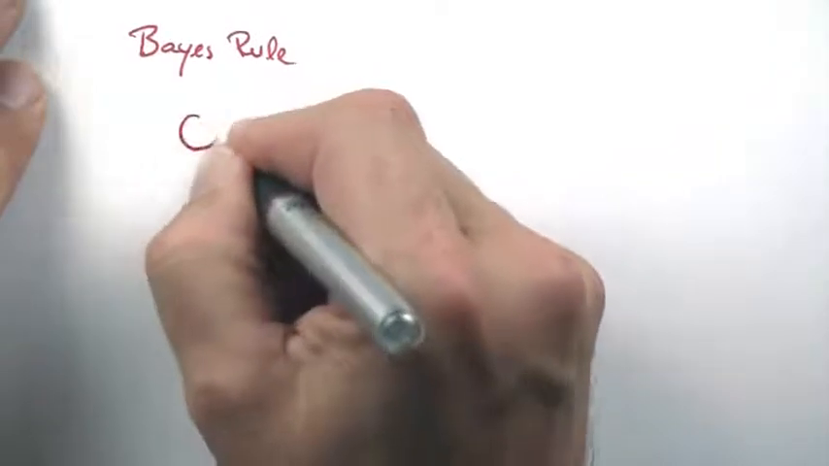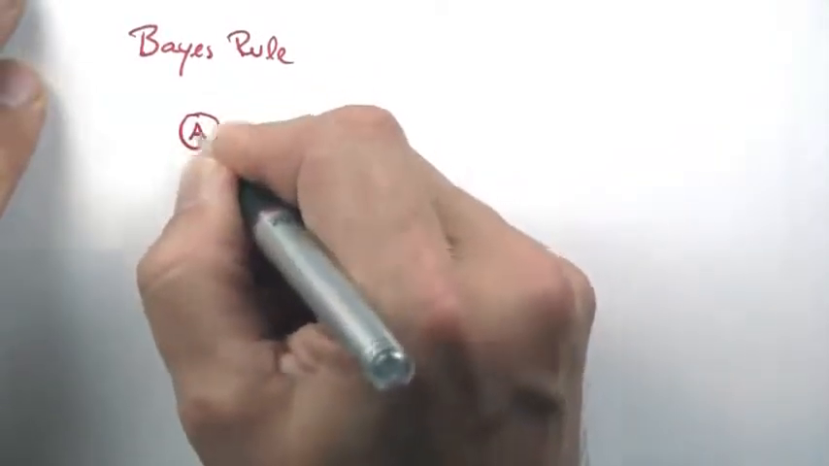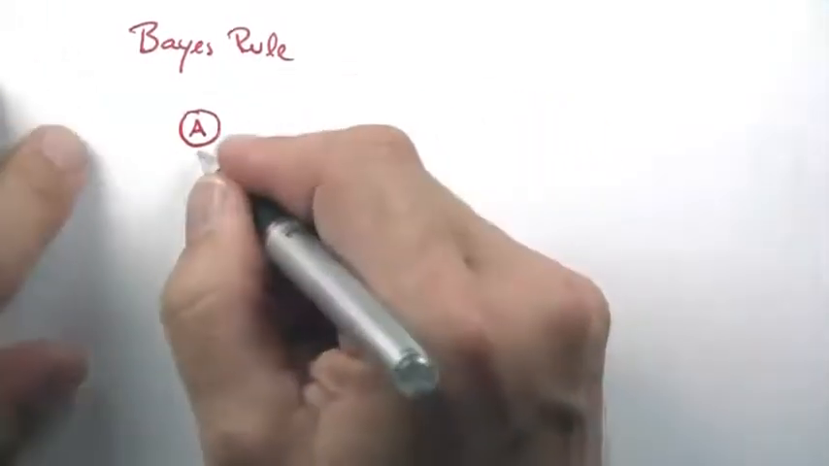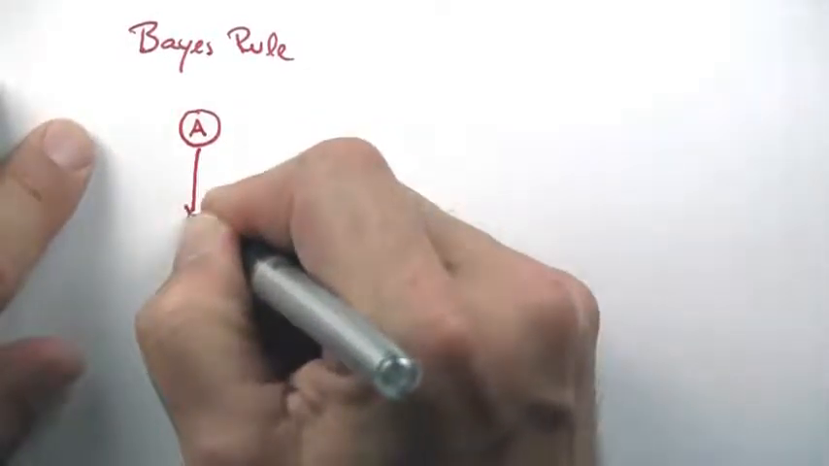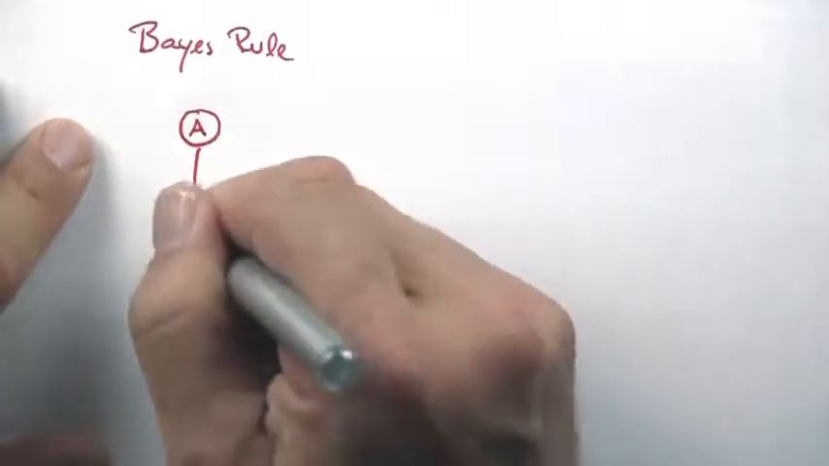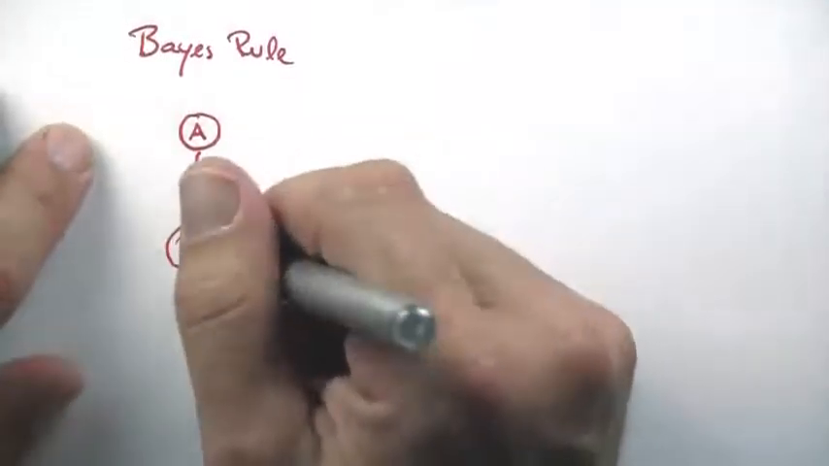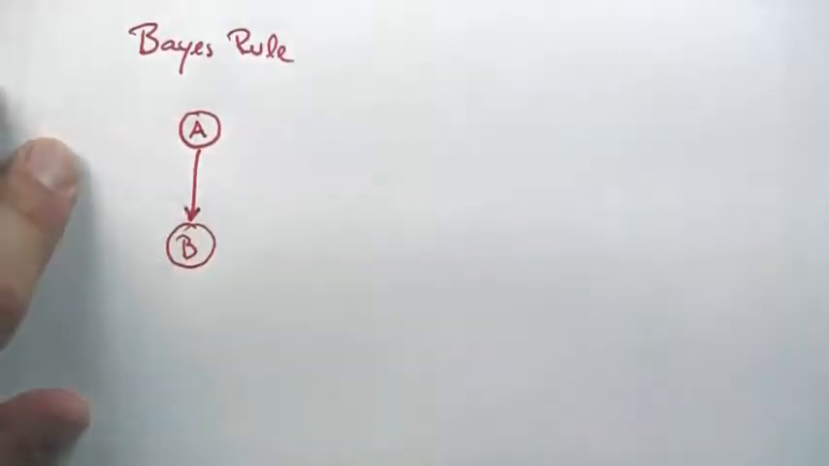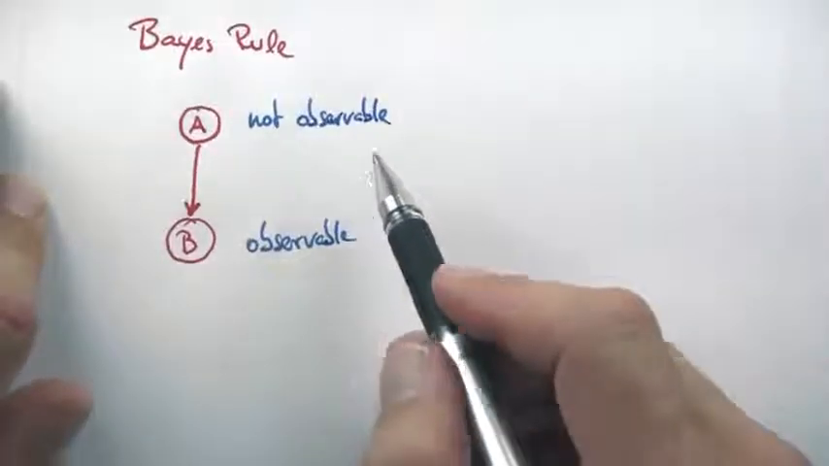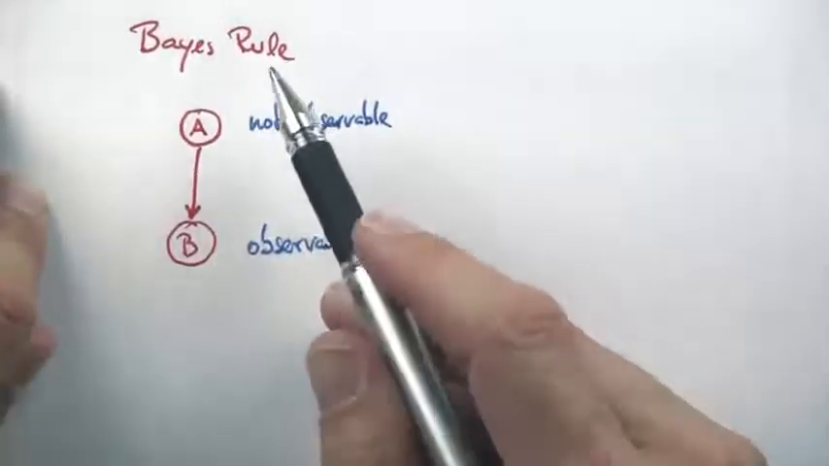So I want to draw a Bayes rule graphically. We have a situation where we have an internal variable A, like whether or not we have cancer, but we can't sense A. Instead, we have a second variable called B, which is our test, and B is observable, but A isn't. This is a classical example of a Bayes network.